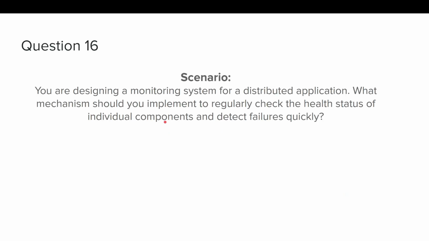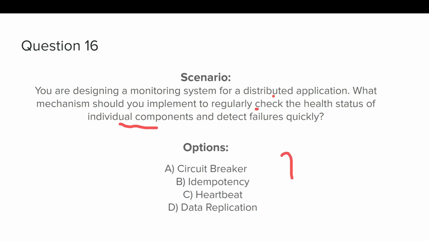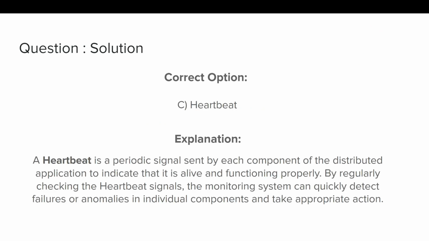You are designing a monitoring system for a distributed app. Which mechanism should you implement to regularly check the health status of individual components and detect failures quickly? So these are the options. You need to do a health check. What is the right component to do that? There's a mechanism called the heartbeat mechanism, where a periodic signal is sent by the component of the distributed application to indicate whether it is operational, alive and functioning properly.